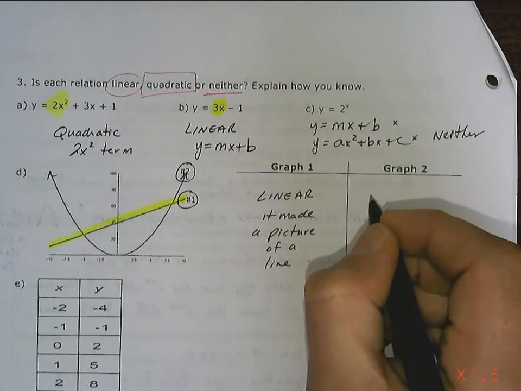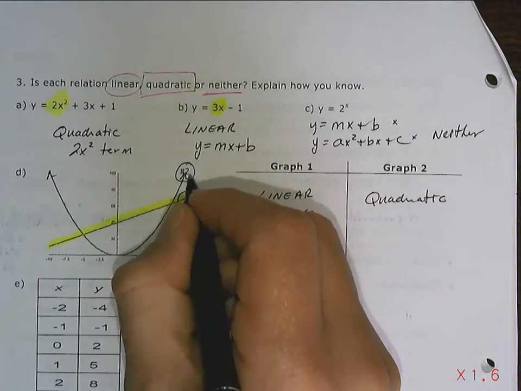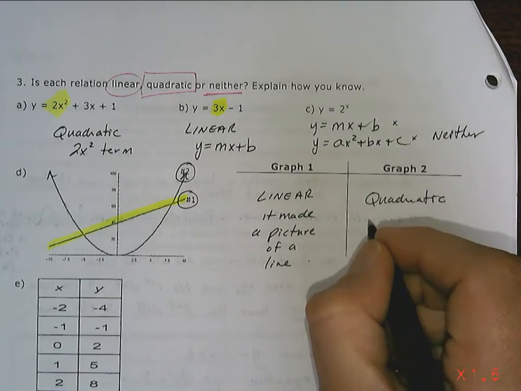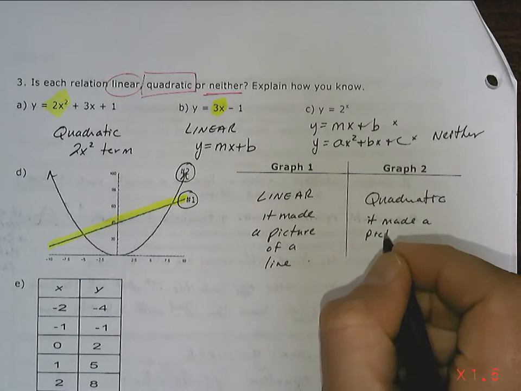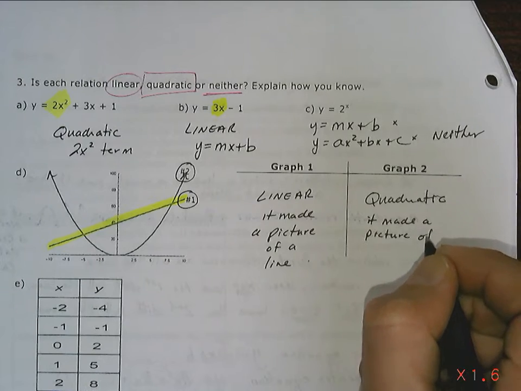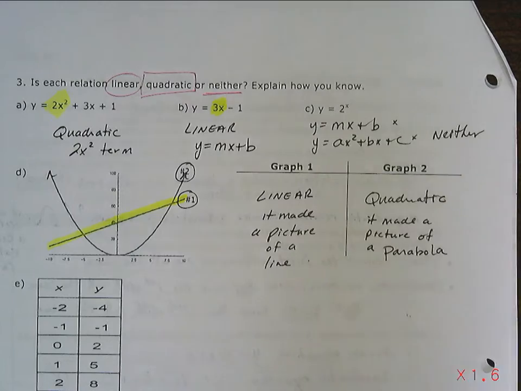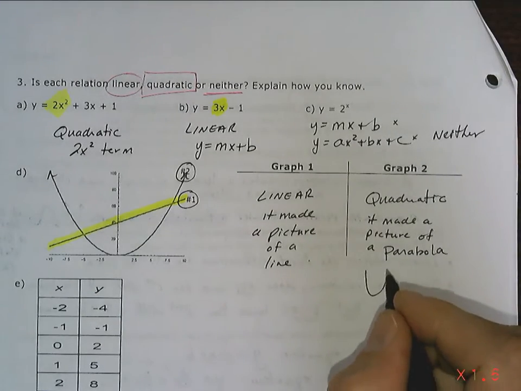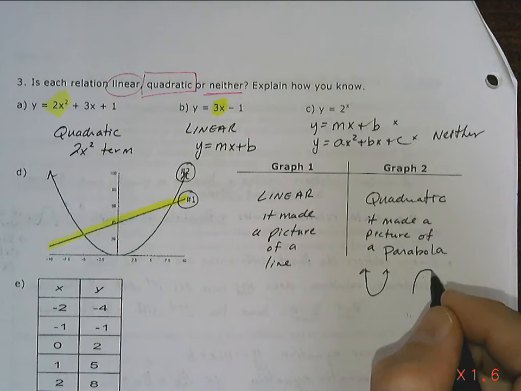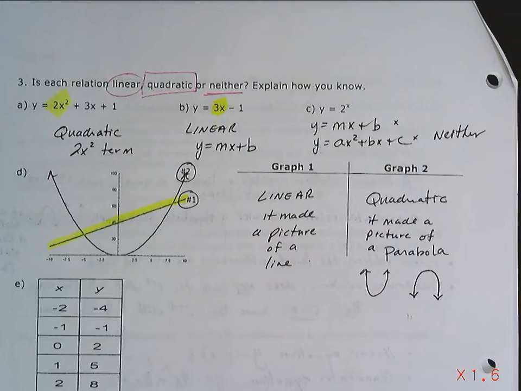The next one is quadratic. Number 2 is definitely quadratic. How do I know? It made a picture or a graph of a parabola. A U-shaped curve, either opening up or opening down. Those are parabolas.